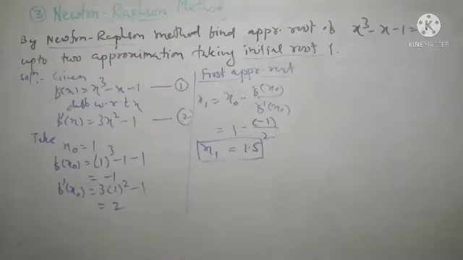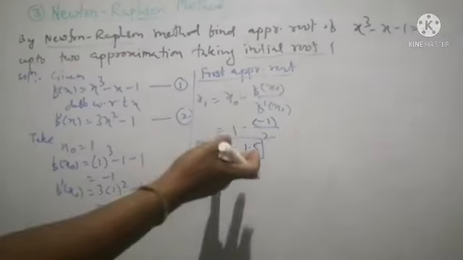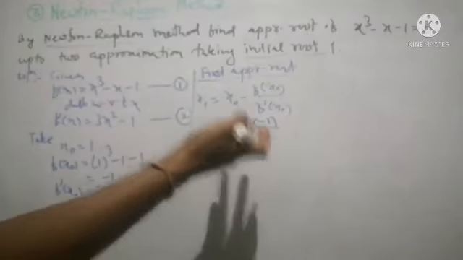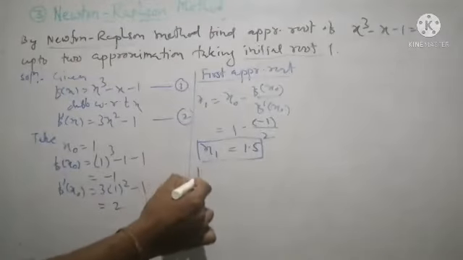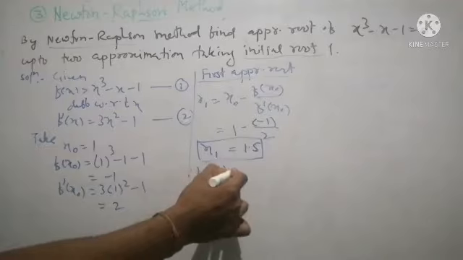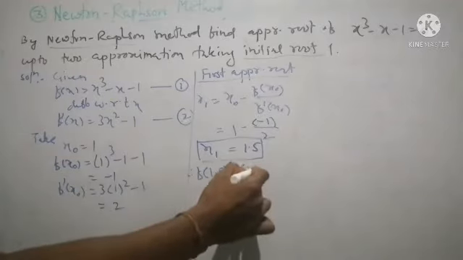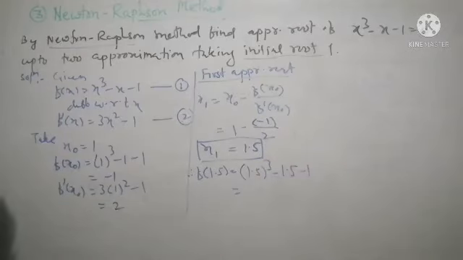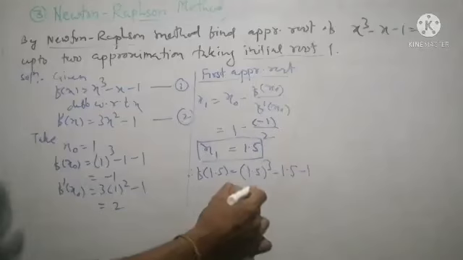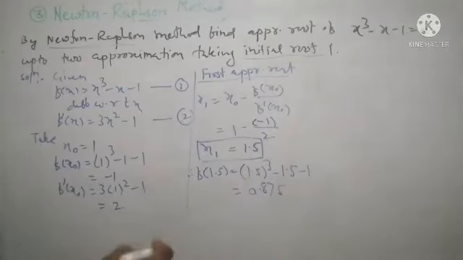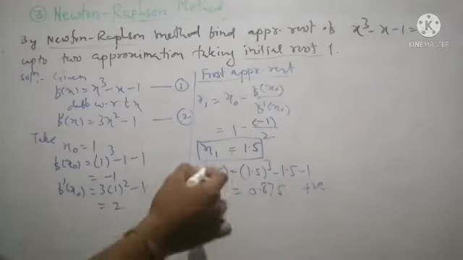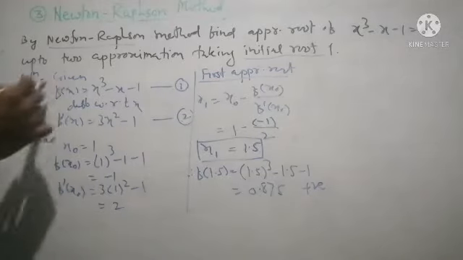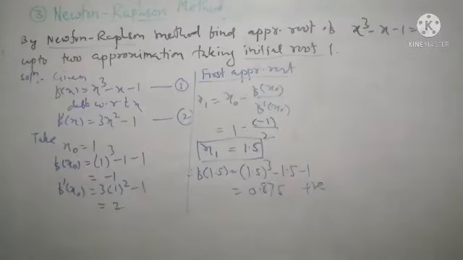Now we check whether it is an actual root or not. For that we take x as 1.5 in equation number 1. On the left hand side we get f of 1.5, on the right hand side we get 1.5 bracket cube minus 1.5 minus 1. Using a calculator we can evaluate f of 1.5 as 0.875, which is a positive value. So 1.5 is not a root of this algebraic equation, so we need to find the second approximate root.